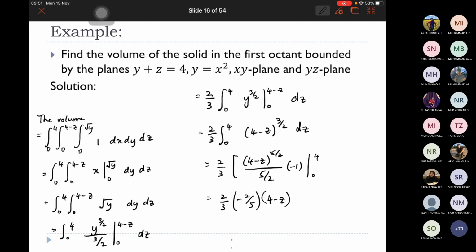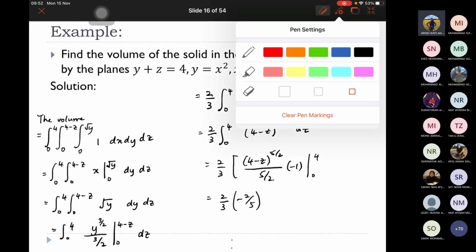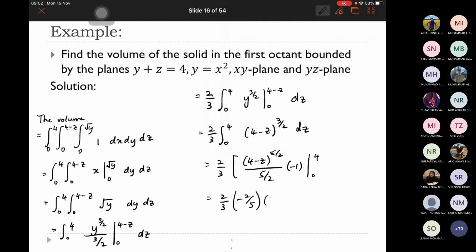Okay. 4 tolak z kuasa 5 per 2 daripada 0 sampai 4. So dapat jawapan 128 per 15. Okay.